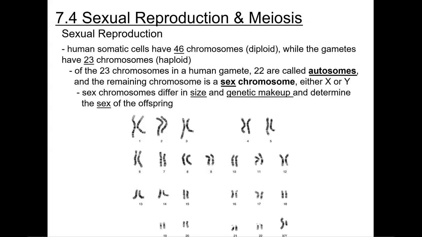So here's your karyotype again that you're looking at. That's what this picture is. And at the bottom, you can see your 23rd pair, the sex chromosomes, are going to be a large chromosome and a smaller one. So that's going to be an X and a Y because the X is going to be larger.